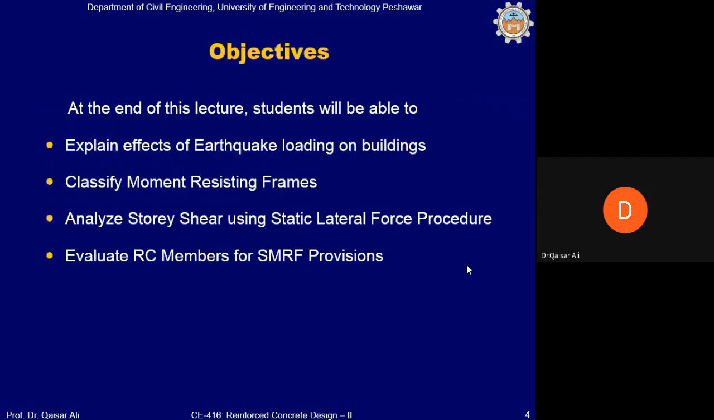Objectives of this lecture are that students will be able to explain effects of earthquake loading on buildings, classify moment resisting frames, analyze story shear using static lateral force procedure, and evaluate RC members for SMRF provisions.